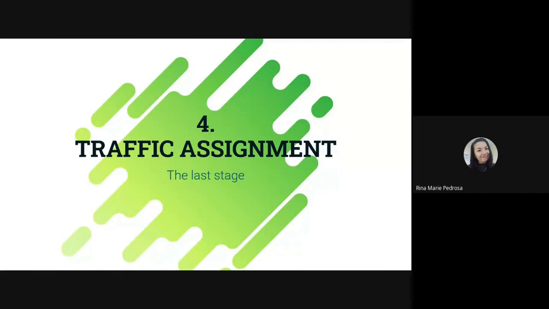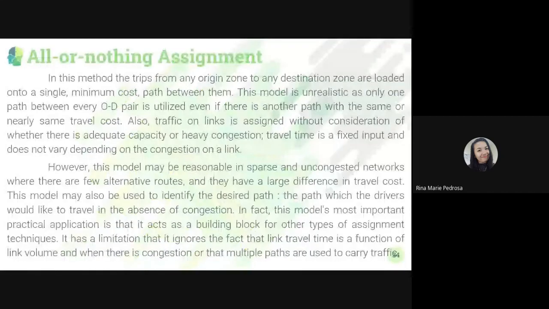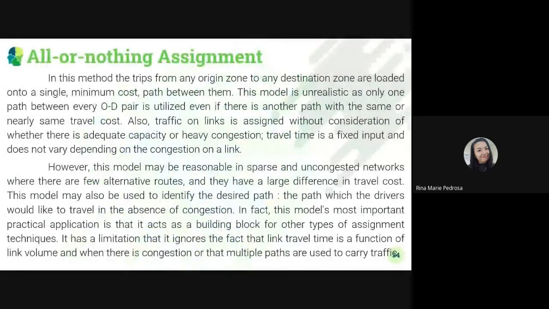So we have a sample of an all-or-nothing assignment. In this method, the trips from any origin zone to any destination zone are loaded onto a single minimum cost pathway between them. As what I've told you before, we are actually using this now. Which way has less traffic, which way is cheaper, which mode is cheaper. It's the same process as what I have discussed from the previous definition of trip assignment. So let's just proceed with the example.